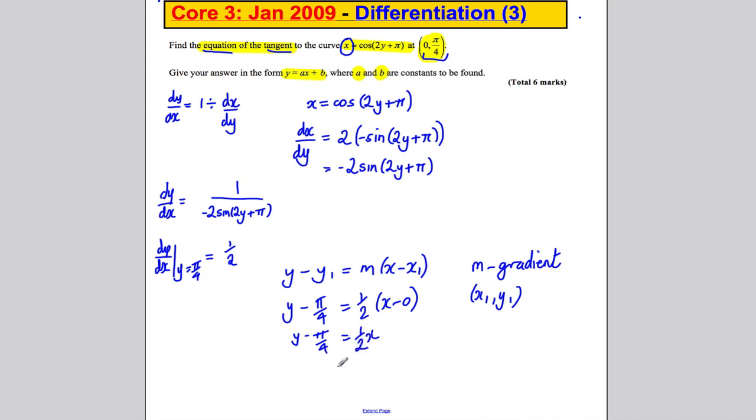They want it in this form with y the subject, so y is equal to a half x plus pi by 4. What are our a and our b? Our a is simply a half, and our b is simply pi by 4. And we're done, and we've got ourselves our 6 marks. Okay, next question.